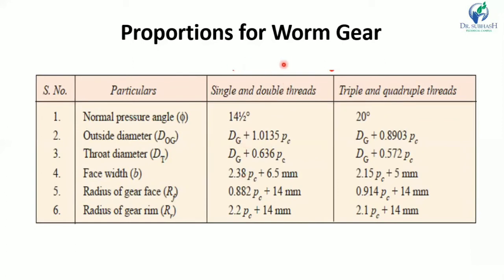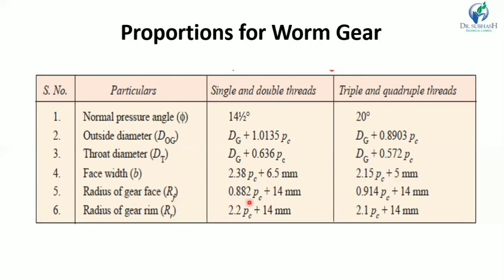And proportions for worm gears: normal pressure angle phi is equal to 14.5 degree and 20 degree. Outside diameter DOG is DG plus 1.0135 PC, DG plus 0.893003 PC. Throat diameter DT is equal to DG plus 0.636 PC, DG plus 0.572 PC. Face width 2.38 PC plus 6.5 mm, 2.15 PC plus 5 mm.